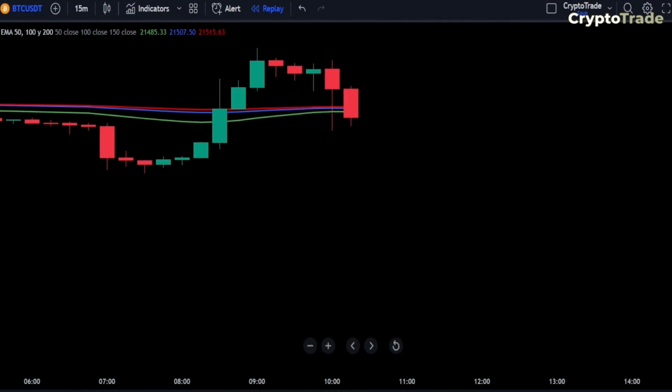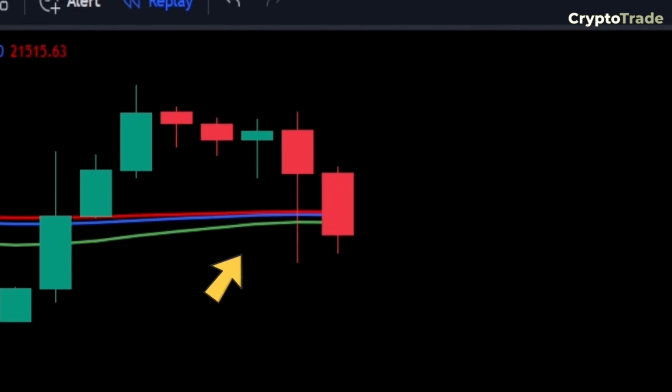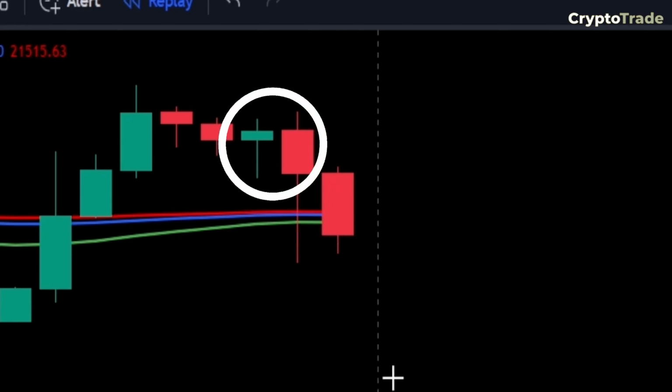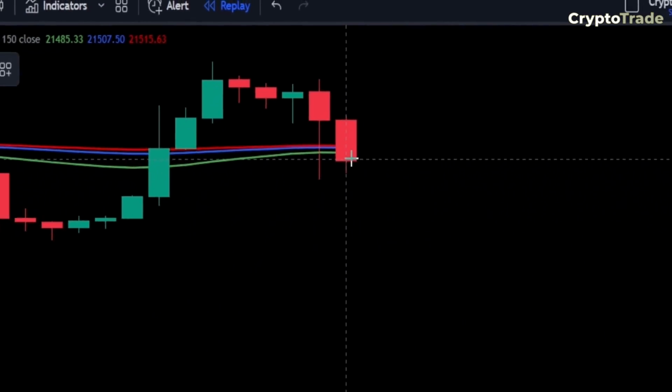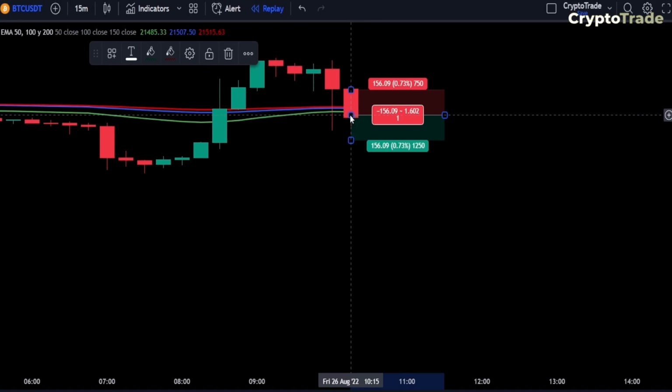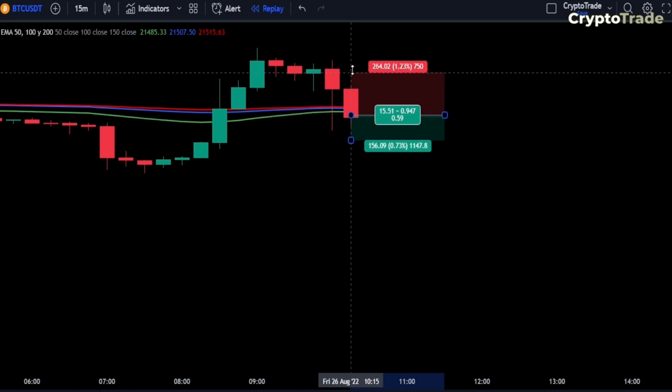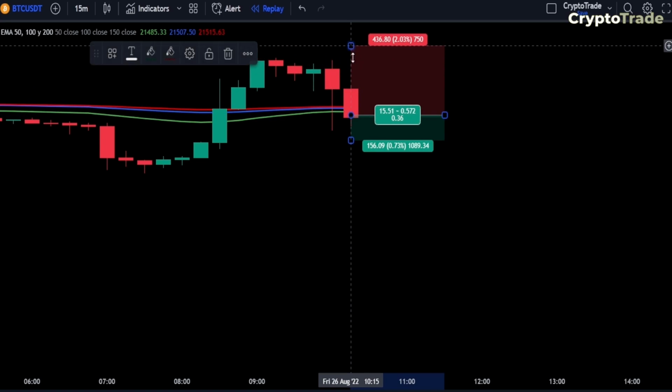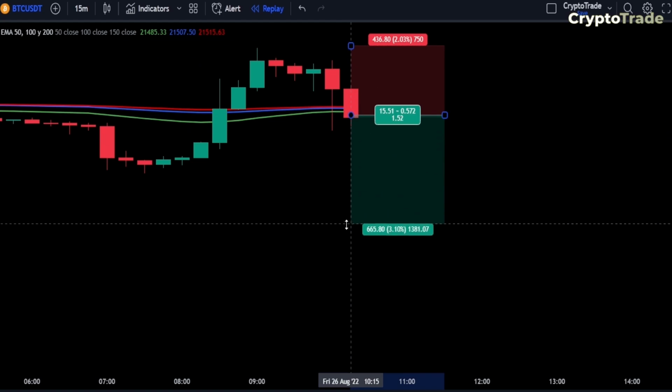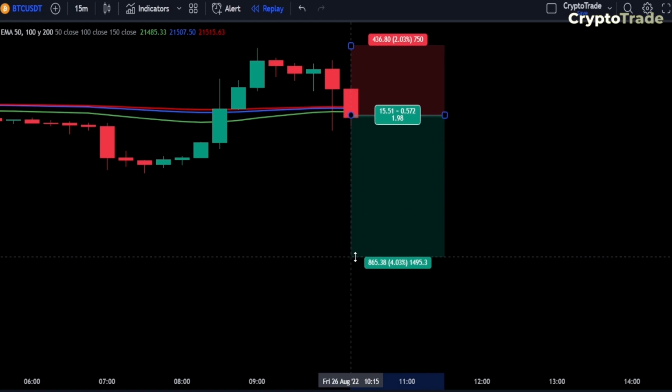Now I will show some examples of buy and sell orders. EMA green line is below EMA blue line. EMA blue line is below EMA red line. Wait until the candles bounce back towards the green line. When a candle closes below the green line, that's the moment to place a sell order. Place stop loss above the nearest swing high. The risk to reward ratio will be set to 1 to 2.